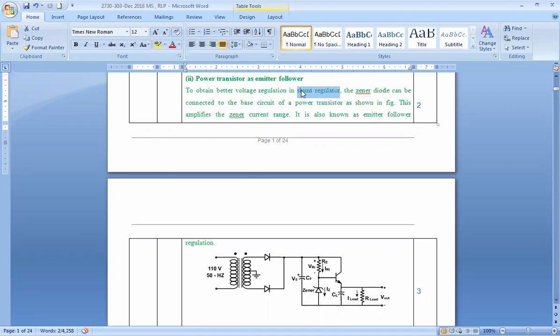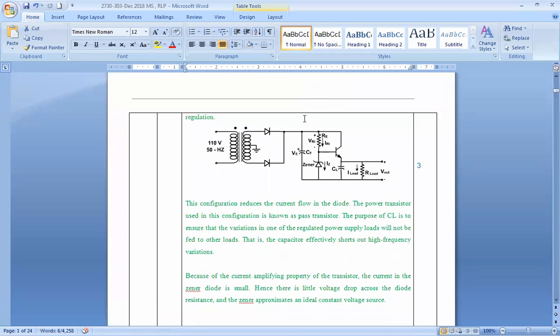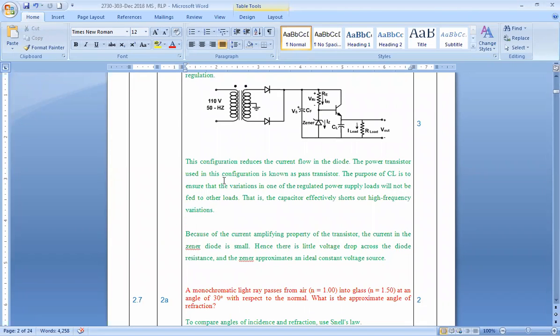To obtain better voltage regulation, the Zener diode can be connected to the base circuit of a transistor. This amplifies the Zener current range. It is also known as emitter follower configuration. The reason we call it emitter follower is because whatever outputs you are getting here are actually following the input side. Whatever voltages and currents are there at the input side, the same thing you obtain at the output side. So hence it is called emitter follower.